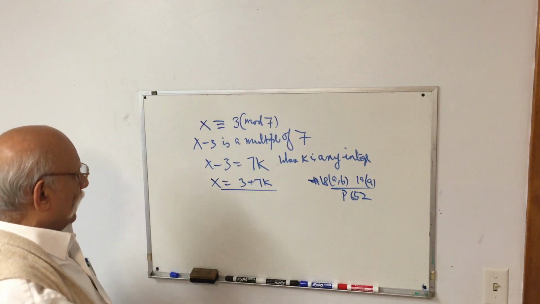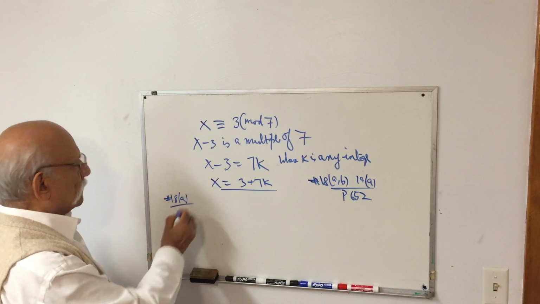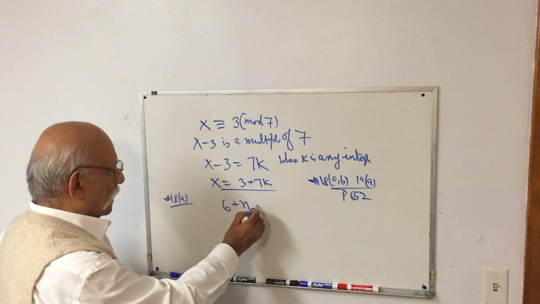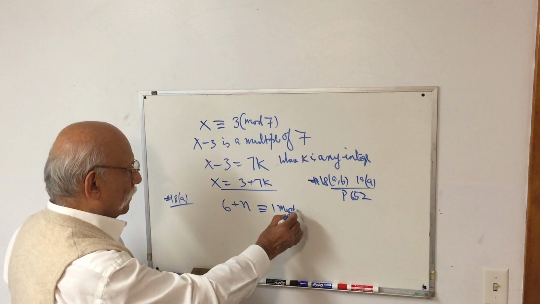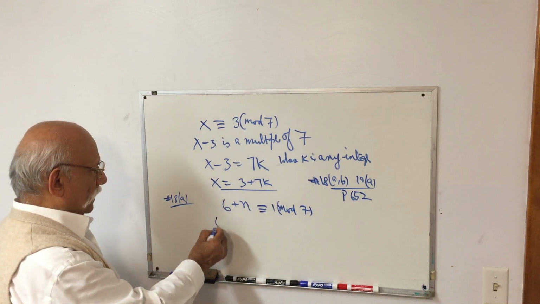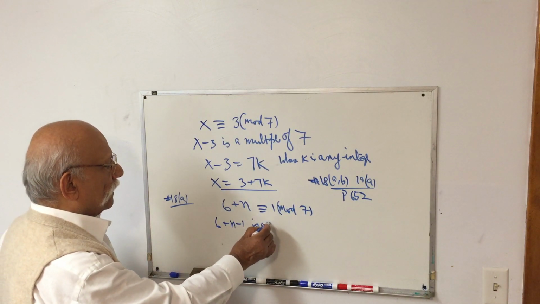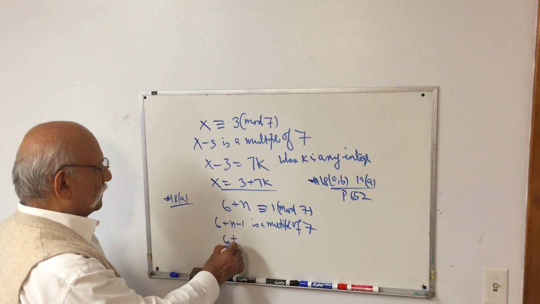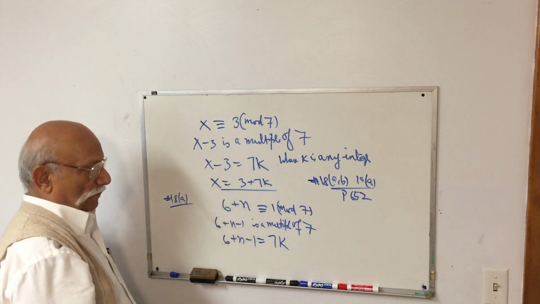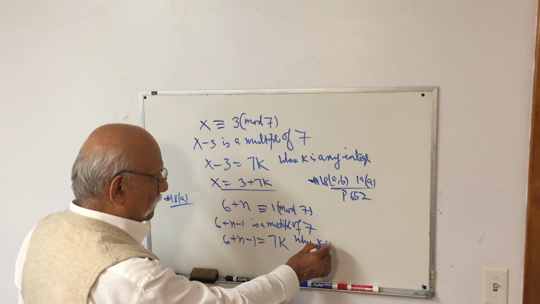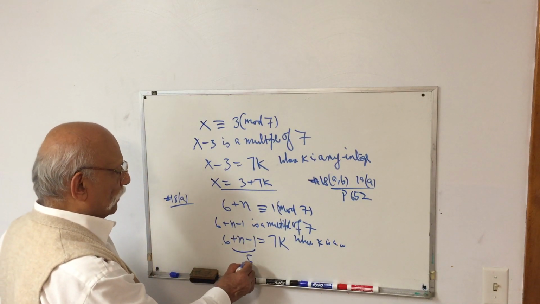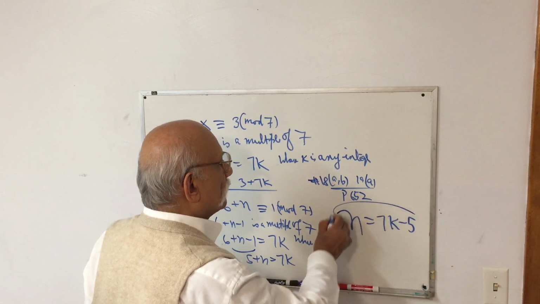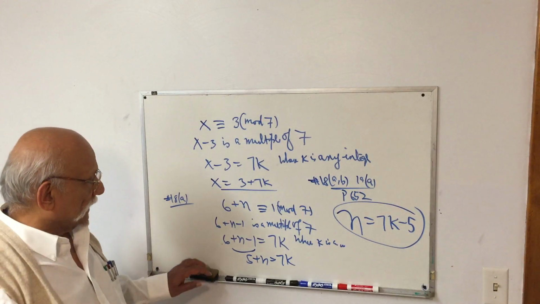Now let me help you with number 18A. Number 18A, I think it is, says 6 plus n congruent to 1 mod 7. So you start: 6 plus n minus 1 is a multiple of 7. So therefore 6 plus n minus 1 is equal to 7 times k, where k is any integer. Now combine these two, we get 5 plus n is equal to 7k. Therefore n is equal to 7k minus 5. And that's your answer. Now you do the rest. You have to do some baby algebra and you do that.